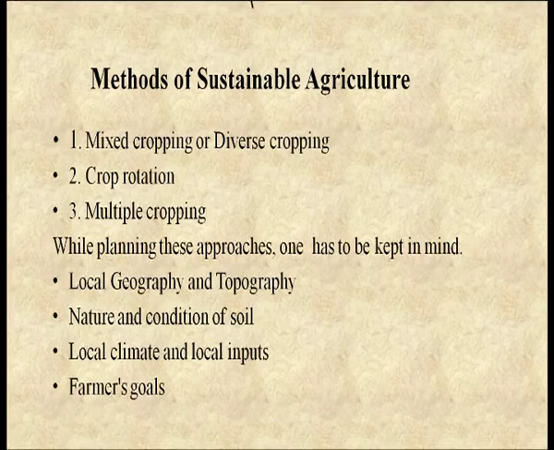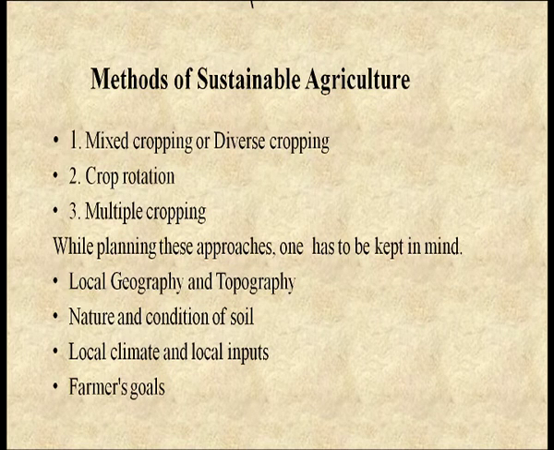Now come to the methods of sustainable agriculture, which are mixed cropping or diverse cropping, crop rotation, and multiple cropping. While planning these approaches, one has to keep in mind local geography and topography, nature and condition of soil, local climate and local inputs, and the farmers' goal.